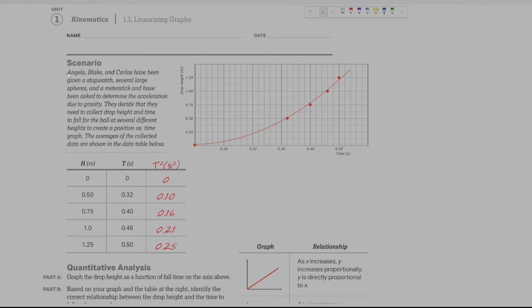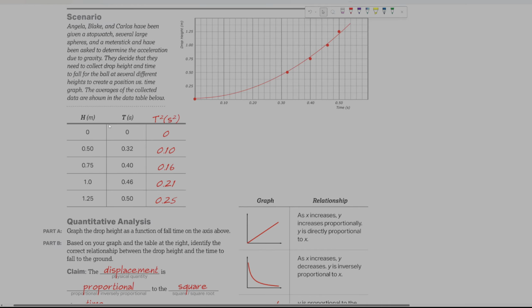So our scenario is that Angela, Blake, and Carlos have been given a stopwatch, several large spheres, and a meter stick, and have been asked to determine the acceleration due to gravity. They decide that they need to collect drop height and time to fall for the ball at several different heights to create a position versus time graph. Pretty standard stuff. The averages of the collected data are shown in the data table below.